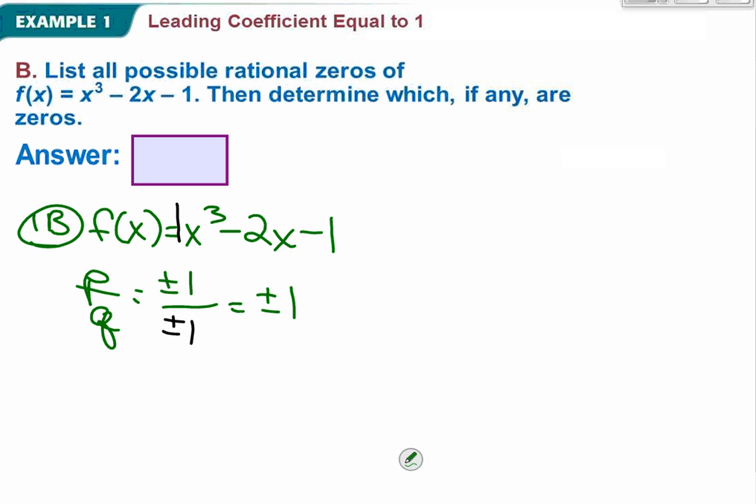Now, take a minute, set up, we'll just do 1 first, it doesn't really matter. Set up this synthetic division problem. And do you want me to say anything, or do you want me to have you try it? Okay, go ahead and try it.